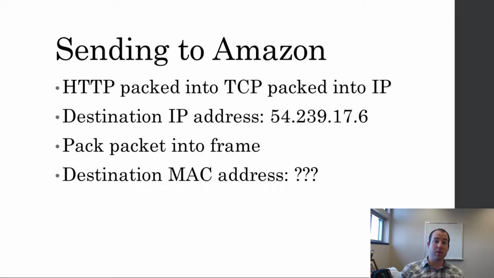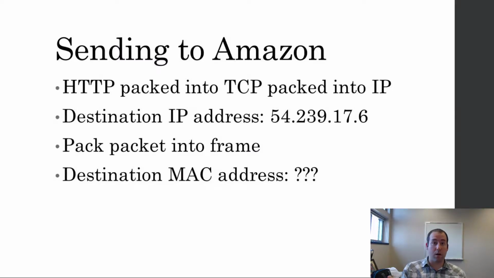But unfortunately, we can't just transmit a message automatically, magically, in a twinkle to Amazon. We have to do some work to get it there, and we have to go through a whole bunch of steps along the way. So we take that IP packet with the destination IP address, and we pack that into a frame. Now, what do we put as the destination MAC address?